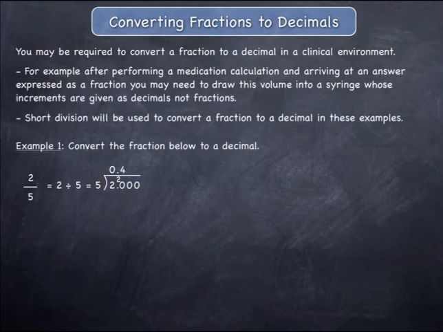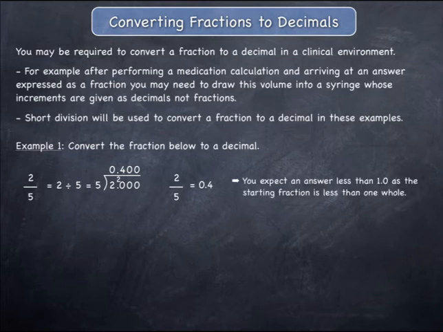The answer is exactly 4 times, with a remainder of 0. The 4 is placed above the divide sign, directly above the 20, and there is no remainder to carry. Moving right, you now ask, how many times does 5 divide into 0? The answer is 0, which is placed above the divide sign. Again moving right, the answer is 0 again. This process will repeat itself forever, and the answer is 2/5 equals 0.4 when expressed as a decimal. You expect an answer that is less than 1, since a starting fraction of 2/5 is less than 1 whole.